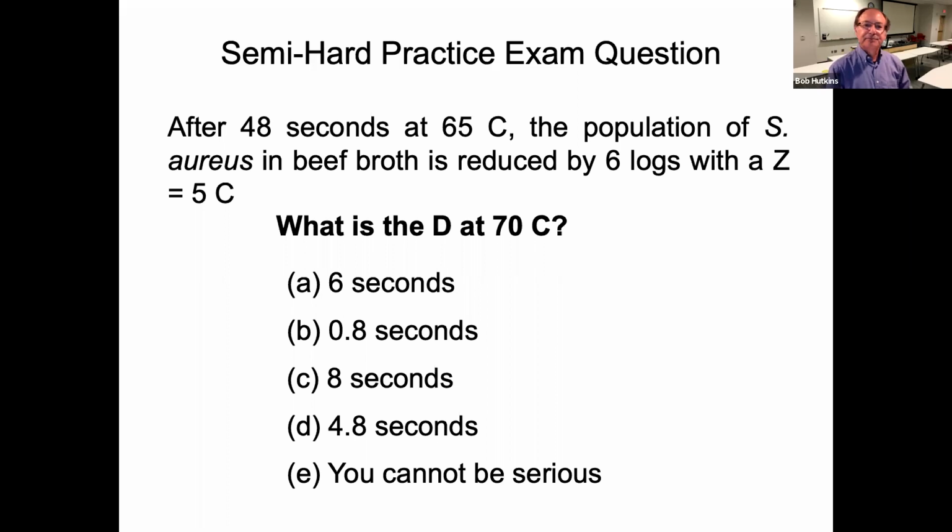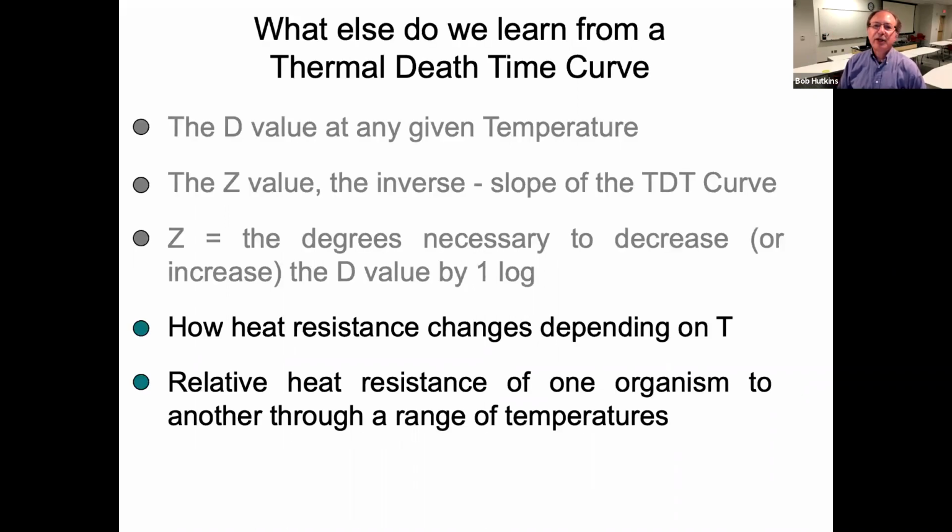Then I gave you the Z is 5 degrees. So if we went up 5 degrees to 70, you reduce that D value by 1 log. So from 8 to 0.8. So that is the answer, 0.8. Okay. So the D at 65 is 8, and the D at 70 would have been 0.8. Okay. Great question. Okay. The other thing that we can learn from the thermal death time curve is how heat resistance changes depending on temperature.